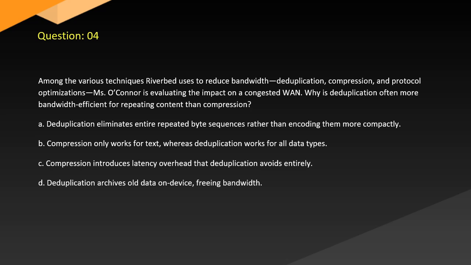A. Deduplication eliminates entire repeated byte sequences rather than encoding them more compactly. B. Compression only works for text, whereas deduplication works for all data types. C. Compression introduces latency overhead that deduplication avoids entirely. D. Deduplication archives all data on device, freeing bandwidth.